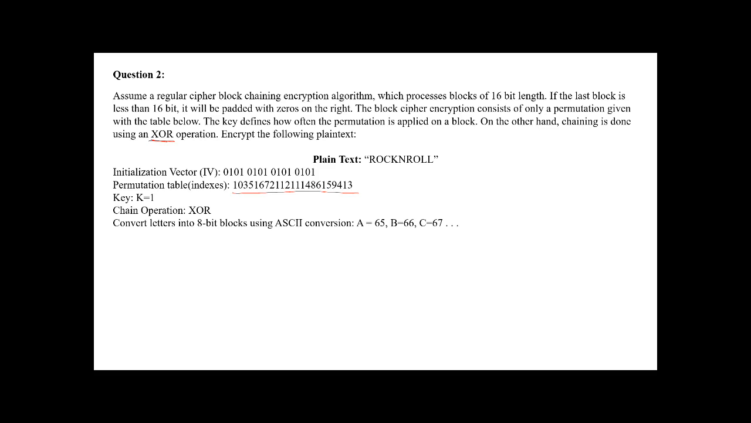Let's discuss the givens we have here. We have an initialization vector. Since we'll be chaining using XOR, it means that we will be XORing the output of each block with the next one. Since we have only one block the first time, we will need something to XOR with the first block. That's why we usually start with an initialization vector.